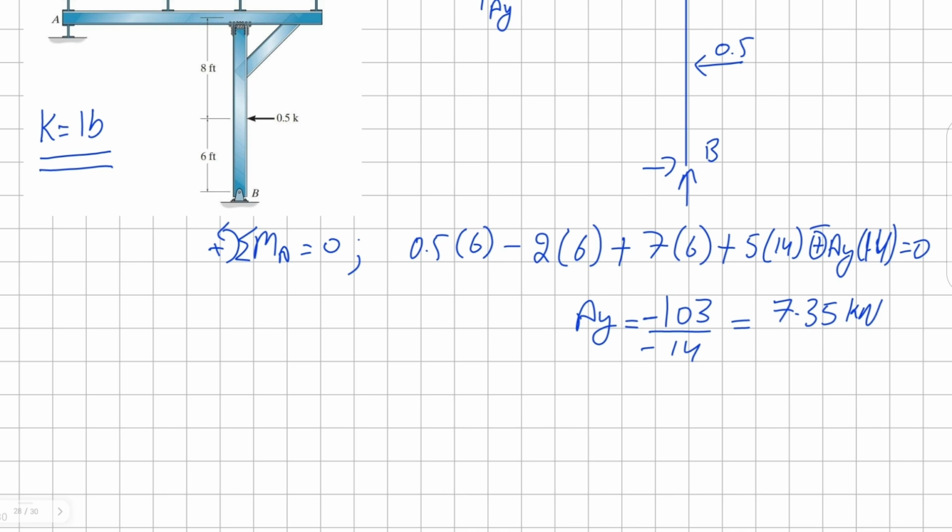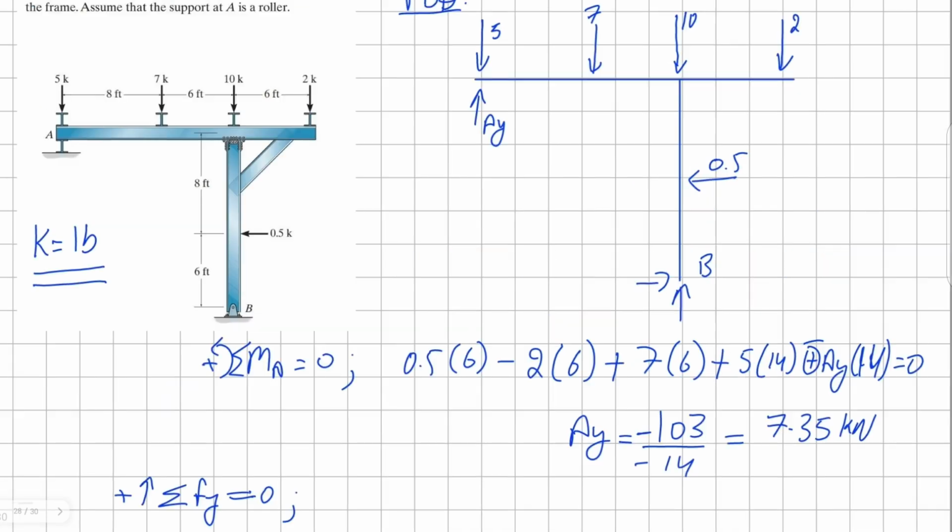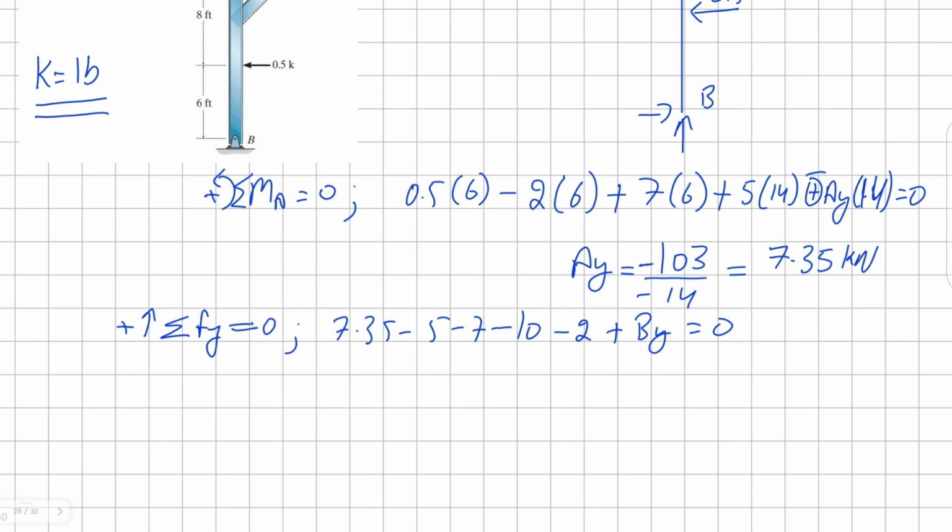Now we can simply sum the forces in y direction. Summing the forces, we get 7.35, take away 5, take away 7, take away 10, take away 2, plus BY all equals to 0. Solving for BY, we get positive 16.64 kilonewton.